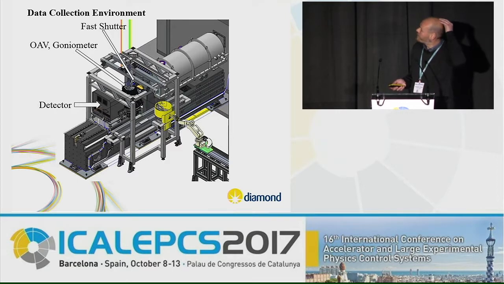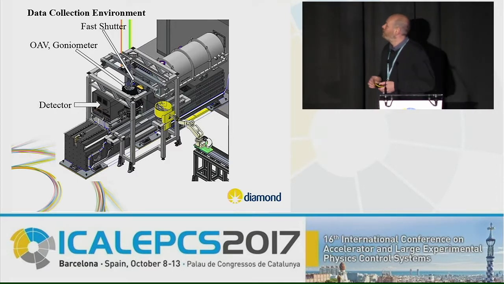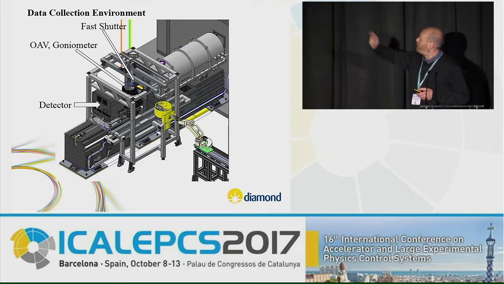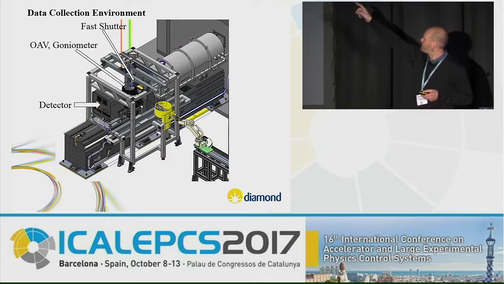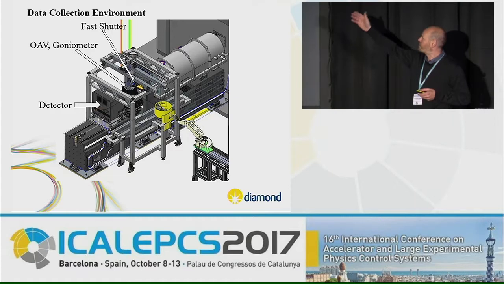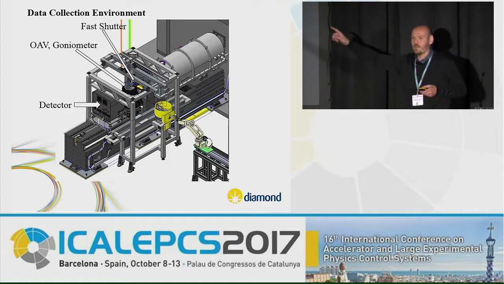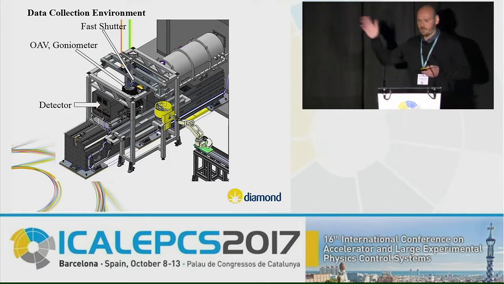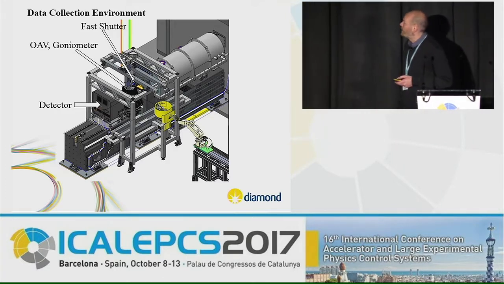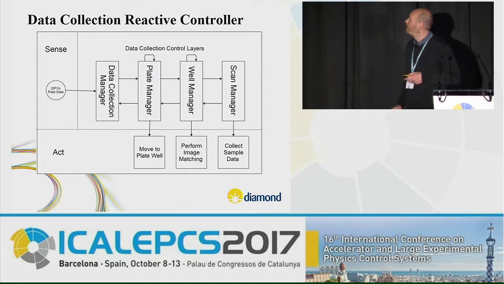Okay, let's move on to the data collection environment. Our goal of data collection is just to get diffraction images from the plate. So here is the data collection environment. The main thing is the fast shutter. We open the fast shutter, we expose the plate, which is on the goniometer, to X-rays, and then we acquire data from the detector. So that's our goal: just to collect data on the plate.